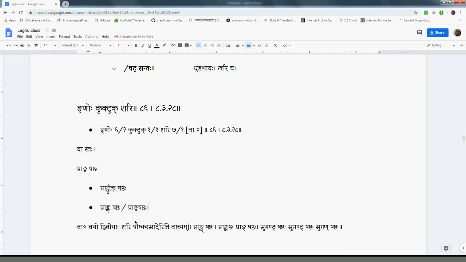Now there is a third form possible. Therefore a vartika is introduced here which says chayo dvitiya shari pauskarasadir iti vachyam. Pauskarasadi is a Purvacharya, a Purva Vyakranacharya, and as in his Mata, the vartika says that Chayaha is Chakara, this Chay Pratyahara. Chay content is what? Chay is equal to what? Chay is first of the class letters.